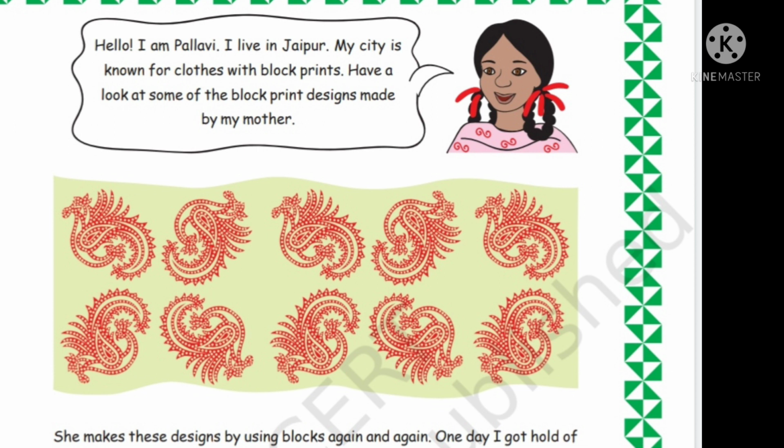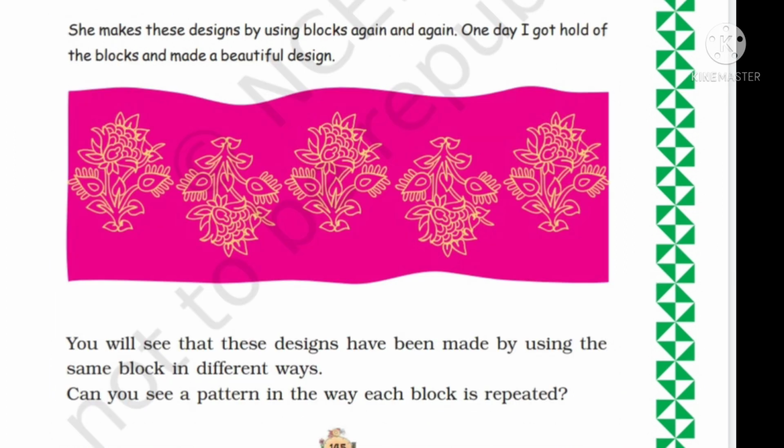See, given below is a picture of a block print design. It's one same block and they have arranged it in different ways. See, the first one is straight and the second one is a little tilted, then again straight, then tilted, straight, like that. They have given a pattern for that design. This is called what? Block print. And these are famous in which place? Jaipur. Very good. She makes these designs by using blocks again and again.